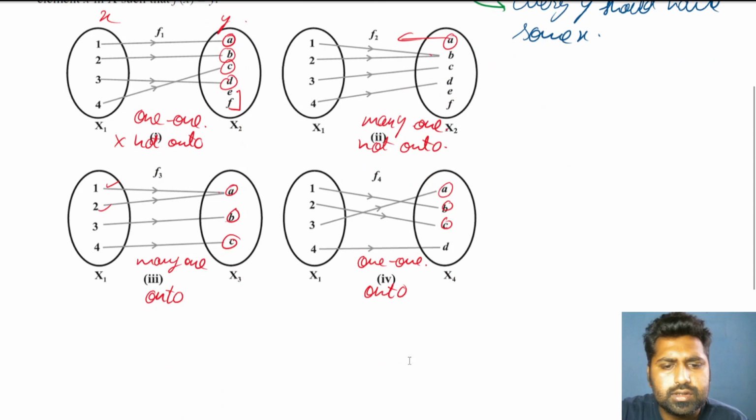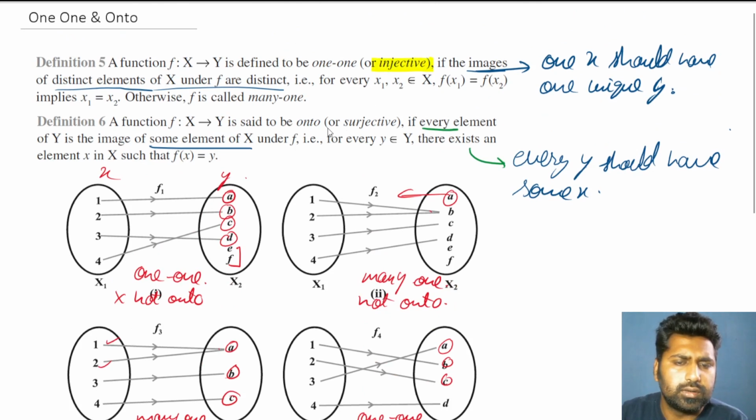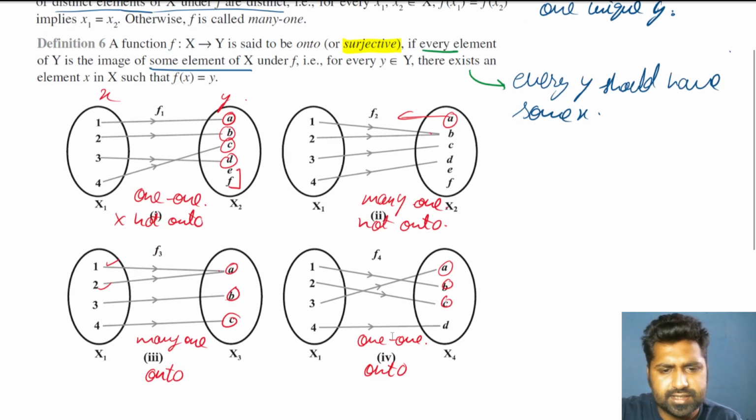All right. So now if a function is 1 1 as well as onto, it is known to be a bijection function. There are other names present for 1 1 and onto. 1 1 is also called injective. Onto is also called surjective. Okay, so when both the conditions are satisfied, 1 1 and onto, we call this a bijection.